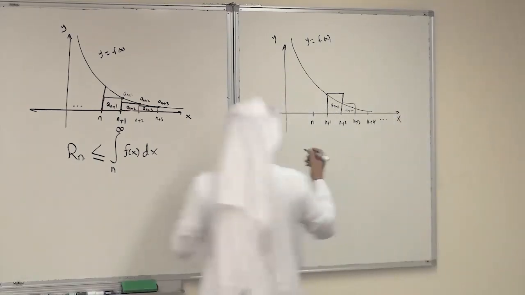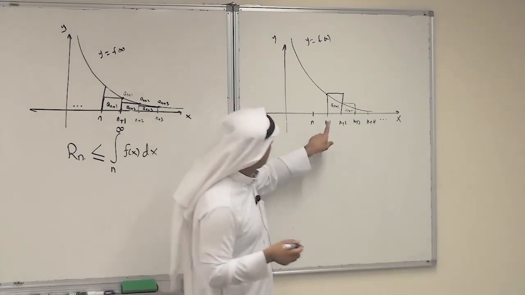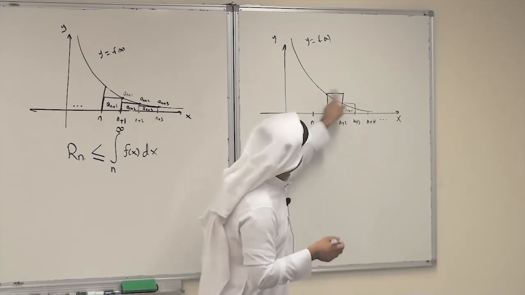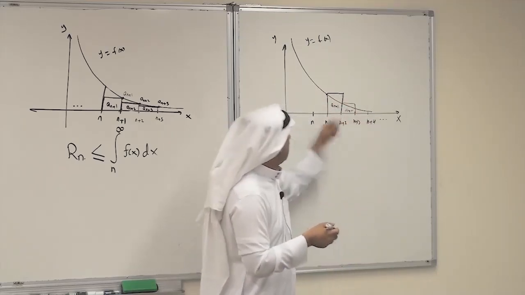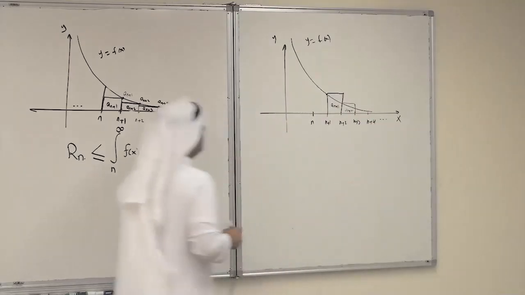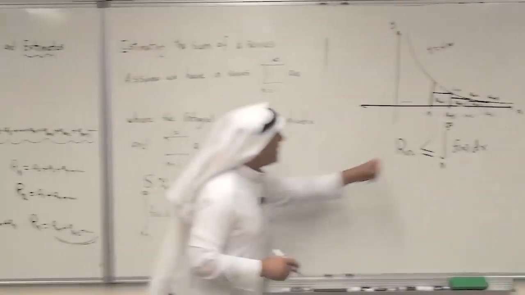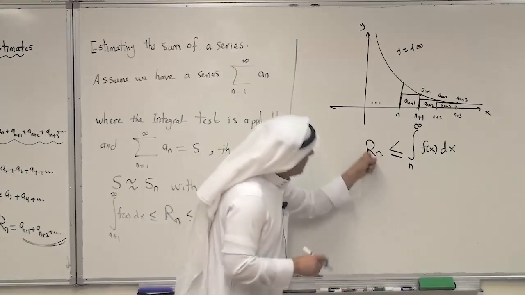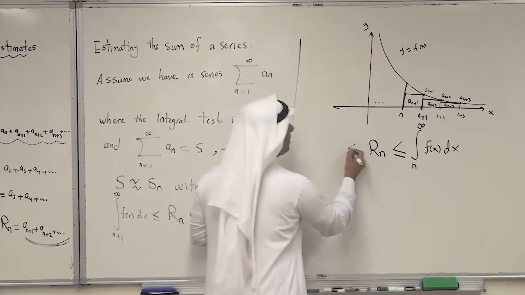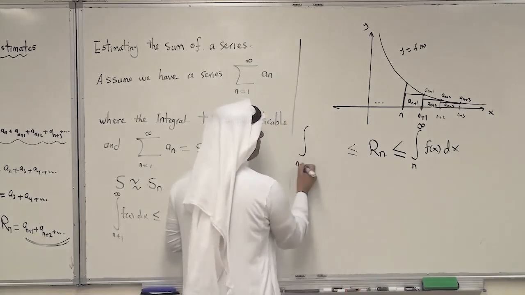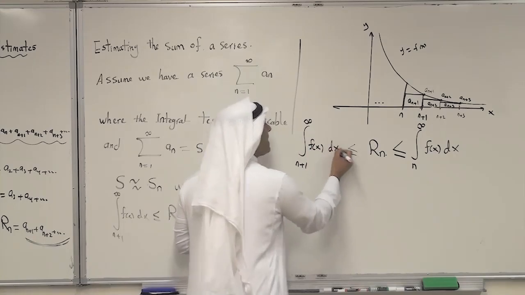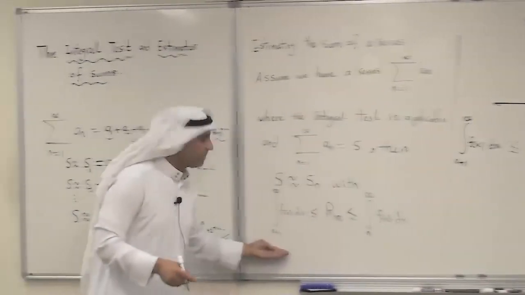So what can you say now about the integral from n plus 1 up to infinity, which is the area under the curve, and the summation of these rectangles? Which one is larger? Of course, the areas of these rectangles are larger. So in that case, we can see that R_n, the error involved in adding only the first n elements in the series, will be greater than or equal to what? The integral from n plus 1 up to infinity of f of x dx. And that's exactly what is written here.